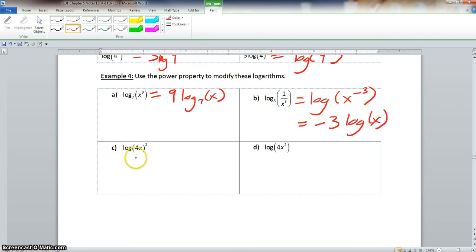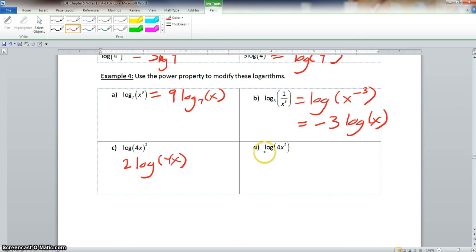Now we go here to c. Now if you notice, we have the exponent on the outside, which means that the 4 and the x is taken to the 2nd power. But the rule remains the same. We'll bring the 2 out front. We add 2 times the log of 4x.